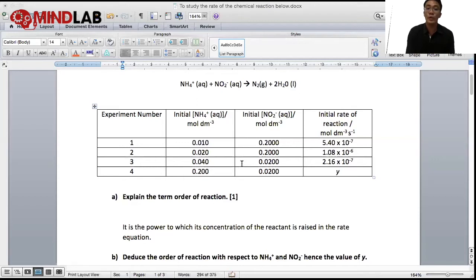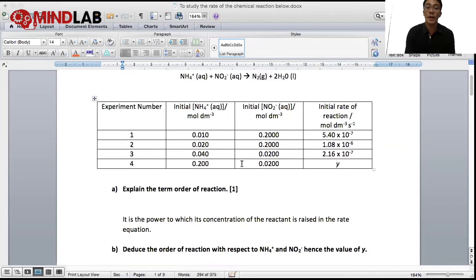Now we can solve the order of reaction with respect to NH4 plus, because of the same concentration of NO2 minus. As you can see, for experiment number 1 versus experiment number 2, the NH4 plus concentration has doubled, from 0.01 to 0.02. Now look at the initial rate of reaction between experiments 1 and 2. Do you see that it is doubled as well? From 5.4 times 10 to the power minus 7 to 1.08 times 10 to the power minus 6.